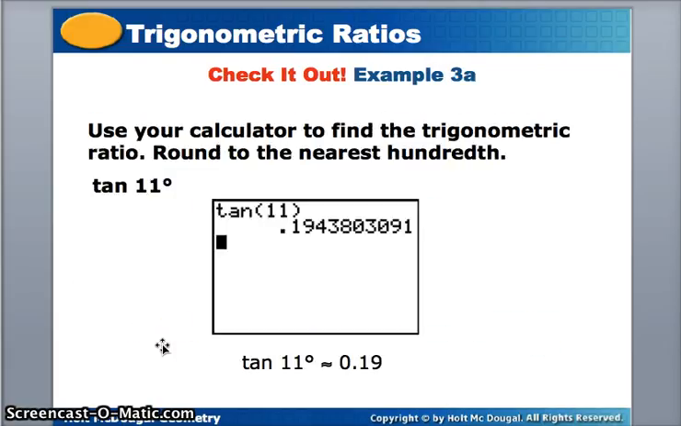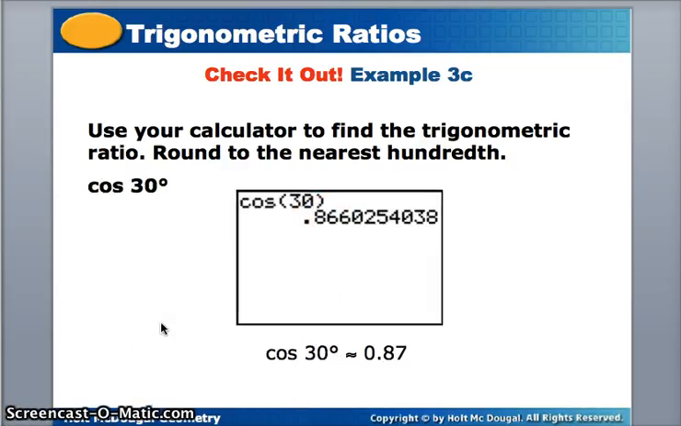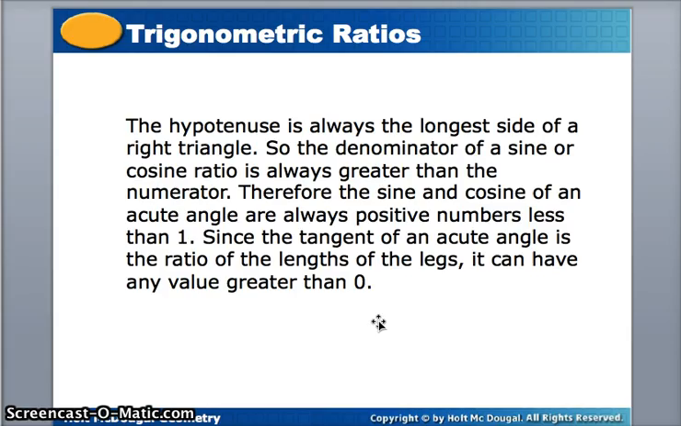Alright, example 3, all of these you will need your calculator. Make sure you have your graphing calculator or your TI-30 because you can do trigonometric functions, or sorry, ratios on there. Tangent of 11, you put that in, round it to the nearest hundredth, that would be 0.19. Sine 62, plug it in, you get 0.88 with a 2 following it, so 0.88. And then cosine of 30, 0.86, round that 6 to a 7, 0.87.